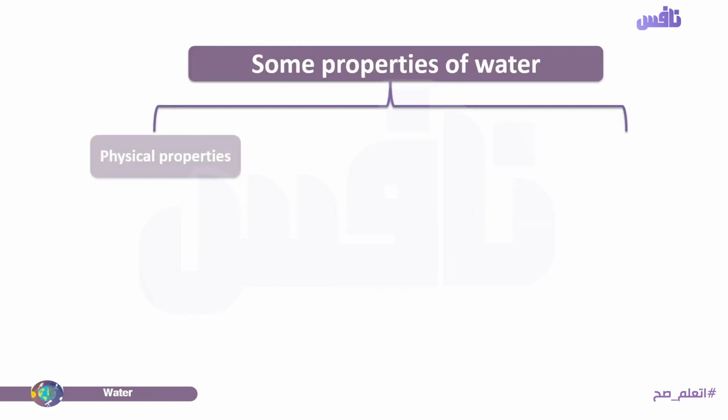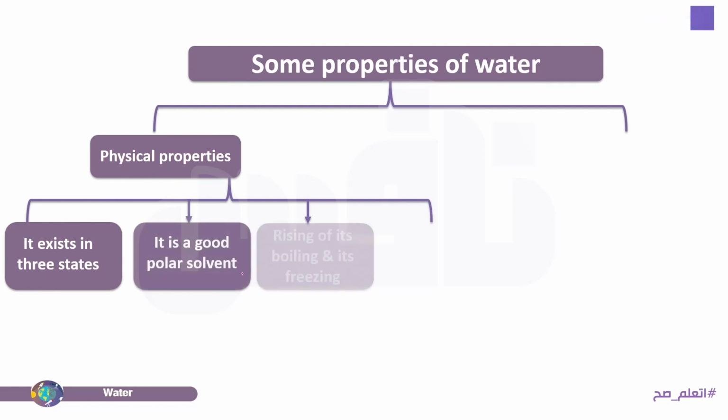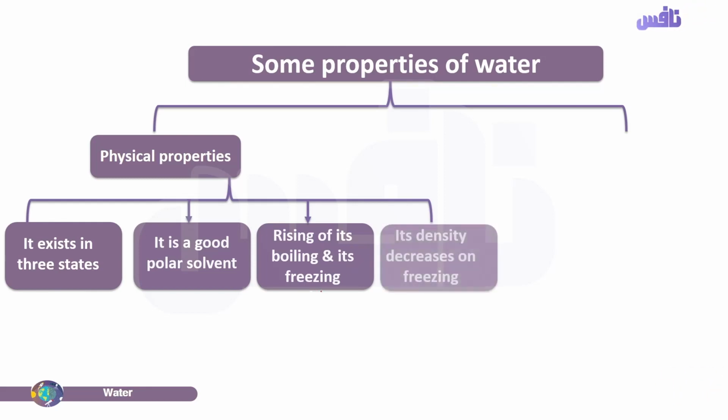Some properties of water. We have the physical properties. Number 1, it exists in 3 states. Number 2, it's a good polar solvent. Number 3, its boiling and freezing points. Number 4, its density decreases on freezing.